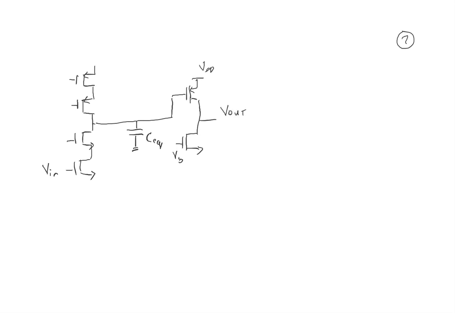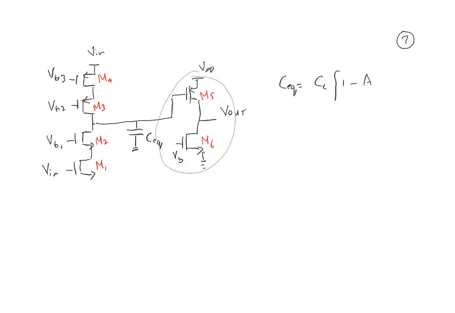If I'm missing something while drawing, this is similar to the circuit we drew the previous two times. So if this is M1, M2, M3, M4, M5, and M6, what is C equivalent? C equivalent will be equal to the value of the capacitance CC times (1 minus AV). Now AV1, AV2 will come, the one I'm marking in green, between this point and this point. So it's going to be A2. What is A2?